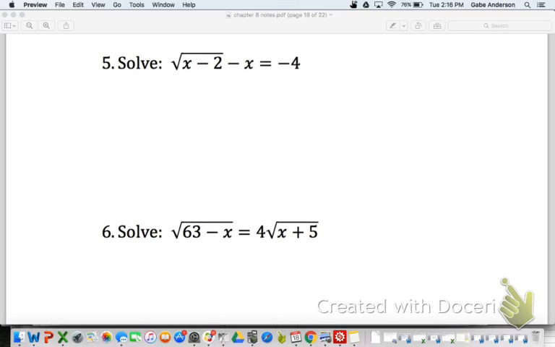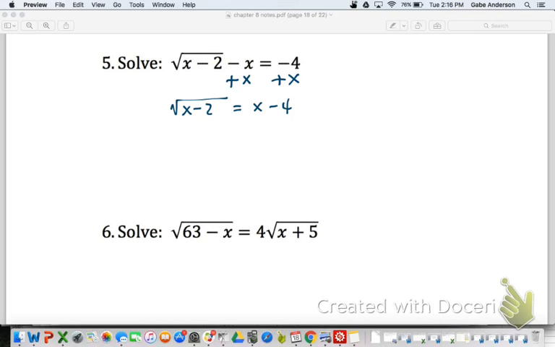Remember from number 4, before you square both sides, you've got to get the radical by itself. What would I need to do? Add x. You are correct. So add x to both sides. This gives us a somewhat unique expression, at least compared to what we've been doing. You're going to get square root of x minus 2 is equal to positive x minus 4.